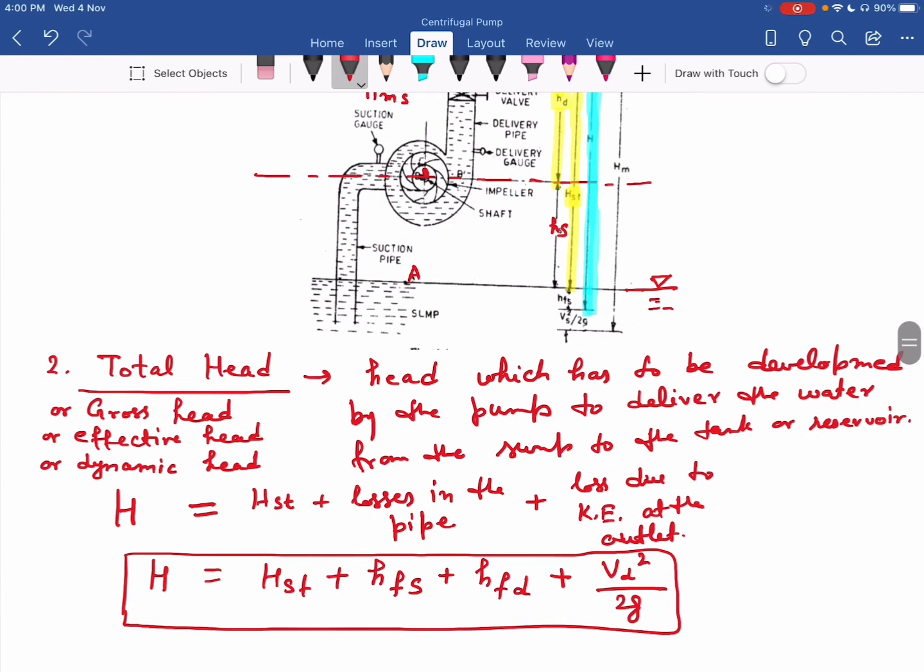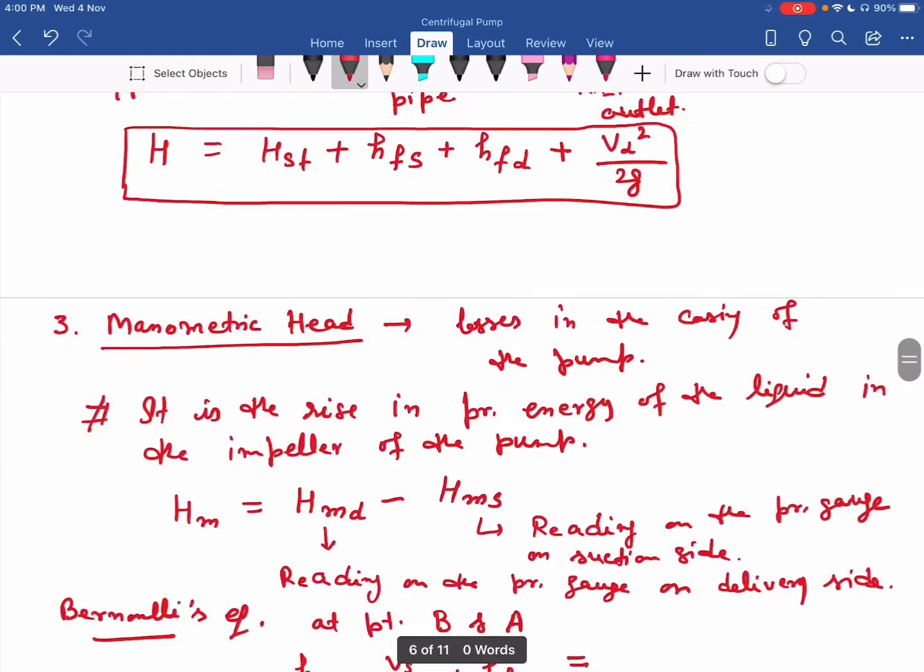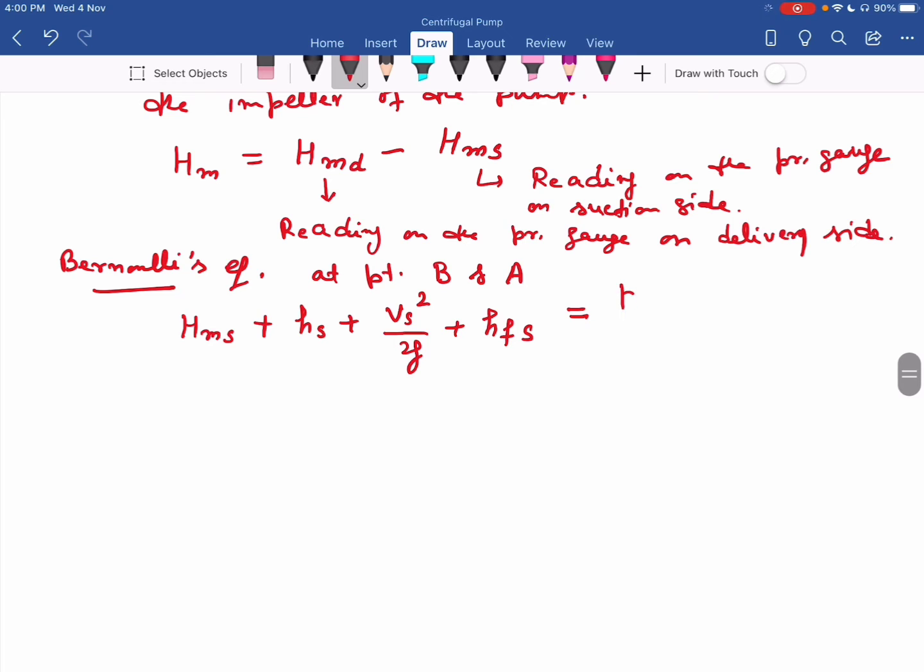At point A, the pressure is atmospheric. So the pressure head corresponding to atmospheric pressure is PA divided by rho G. This is my datum, so the datum head is 0. The dimension of my sump is very, very large, so its velocity in the downward direction at level A is almost 0. So I can write that velocity head as 0.